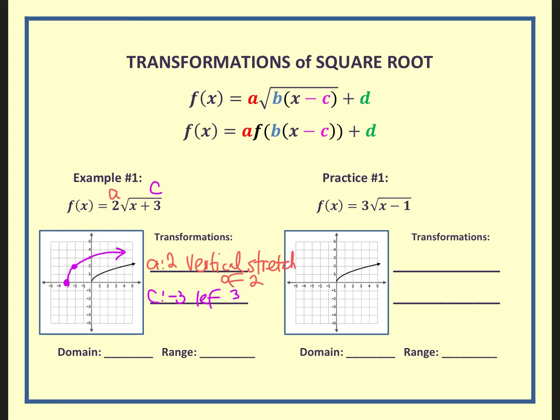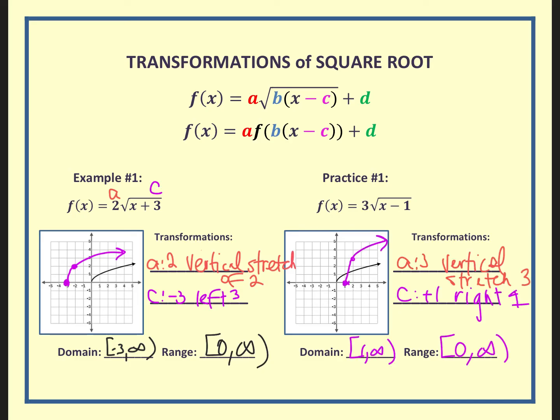So my domain is now -3 to infinity. See, that left 3 affected your domain. And the range is still 0 to infinity because the graph did not go up and down at all. So go ahead and pause this video and try practice number 1 on your own.